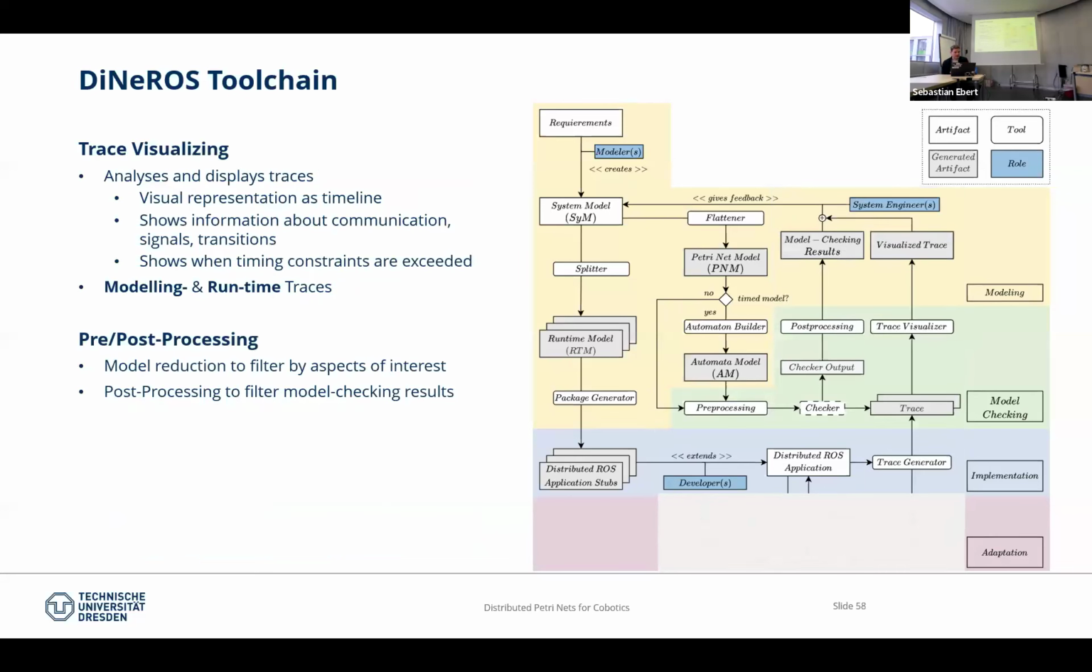Then we have on the model checking lane the trace visualizer, which takes the traces generated by our runtime application and by model checking, interprets them, and visualizes them. And they look different. Basically, there are two types of them, depending on what we want to have a look at.